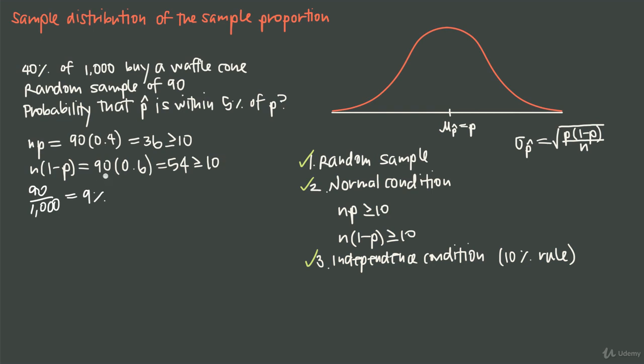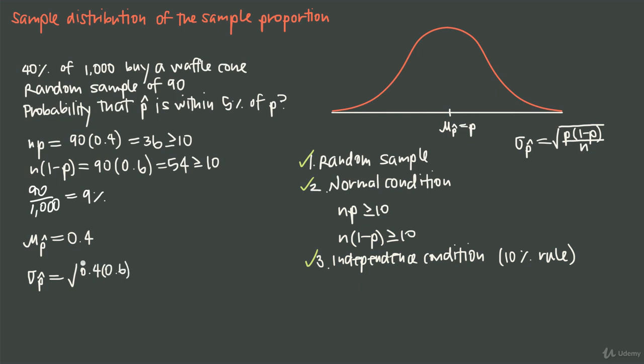The first thing we want to do is find the mean of the sample proportion. But we know that the mean of the sample proportion is going to be equal to the population proportion. So we can say that the mean of the sample proportion will also be 0.4. Then our standard deviation is going to be equal to, we have the formula over here, the square root of the population proportion 0.4 times 1 minus 0.4, which is 0.6.